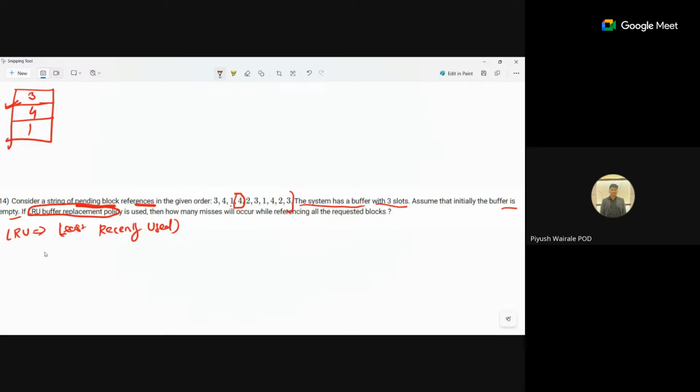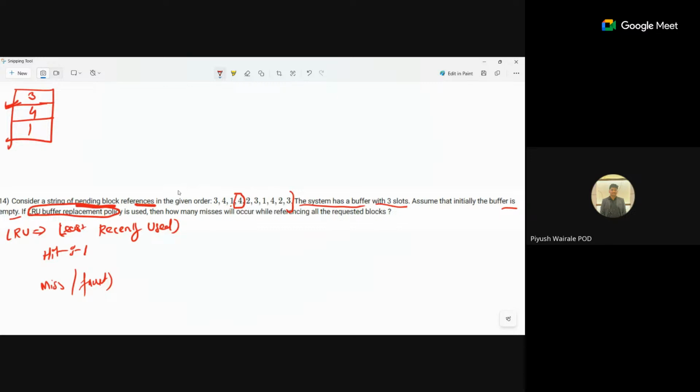Now here comes the concept of hit and miss, or we can say page fault as well. So what is a hit? What is a miss? Once we added the blocks inside the buffer, if we go for a next block and that block is already present inside the buffer, then we can say it is a hit. Means 4 is already in the buffer, so we can say hit 1.